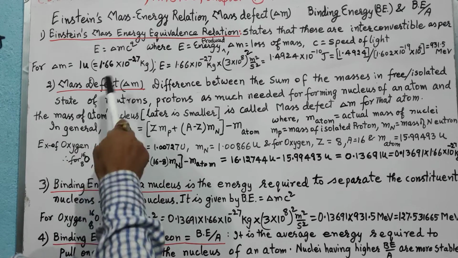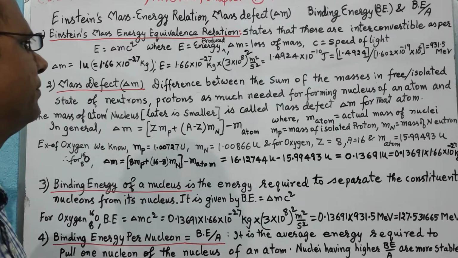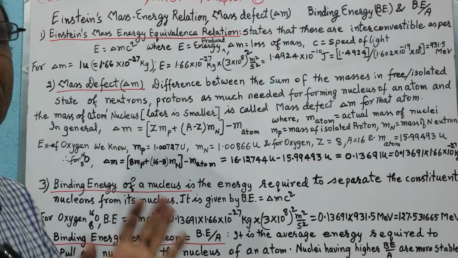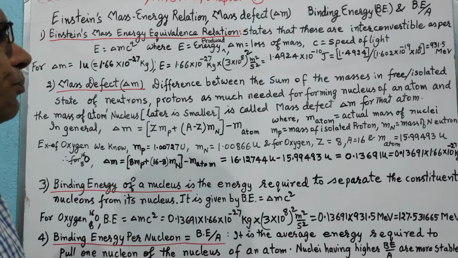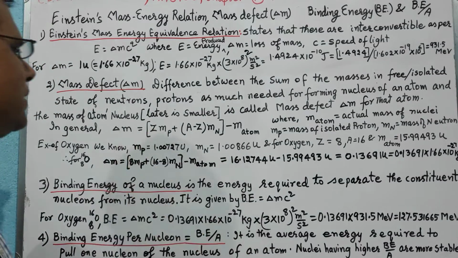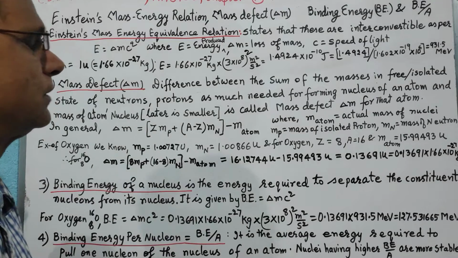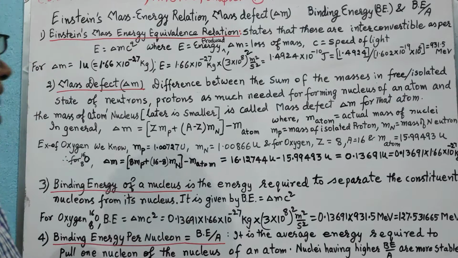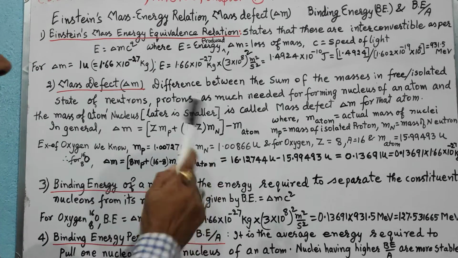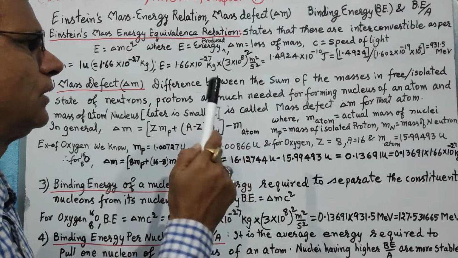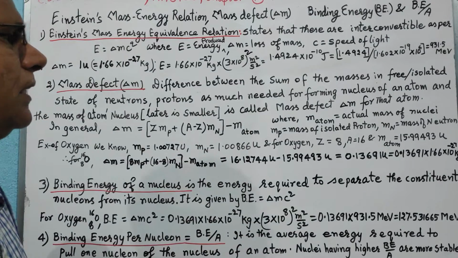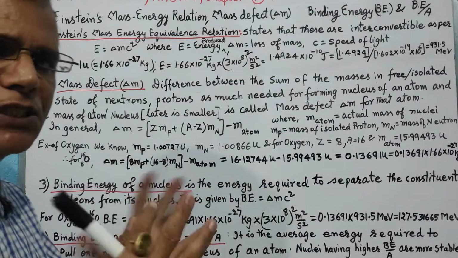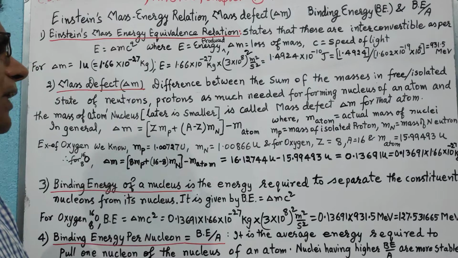And now we talk about the mass defect: the difference between the sum of the masses, in free or isolated state, of the neutrons and protons needed for forming the nucleus of an atom, and the actual mass of the nucleus of the atom. The difference between these two is known as mass defect.